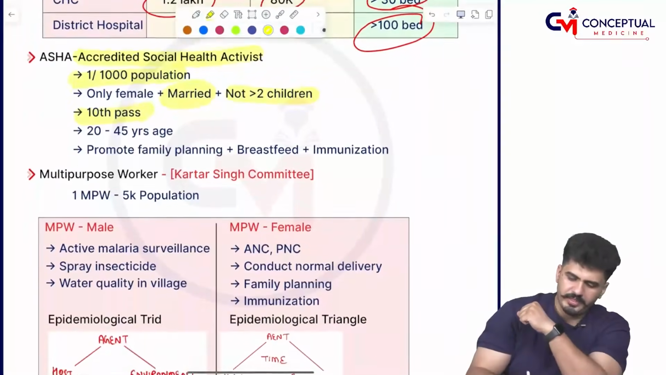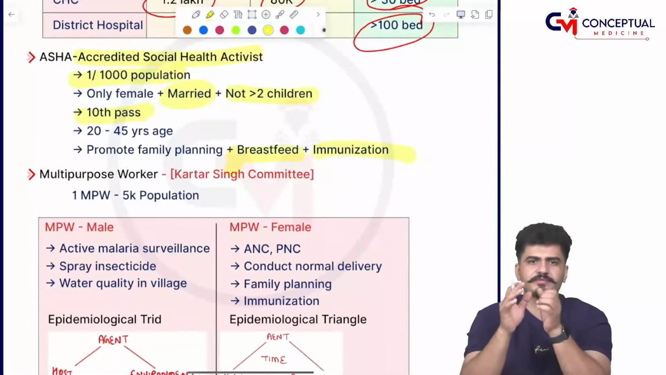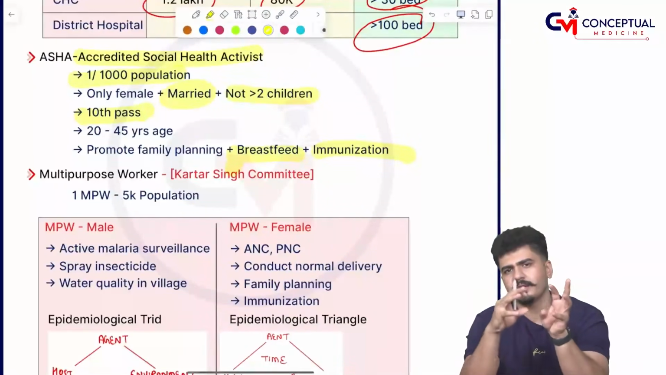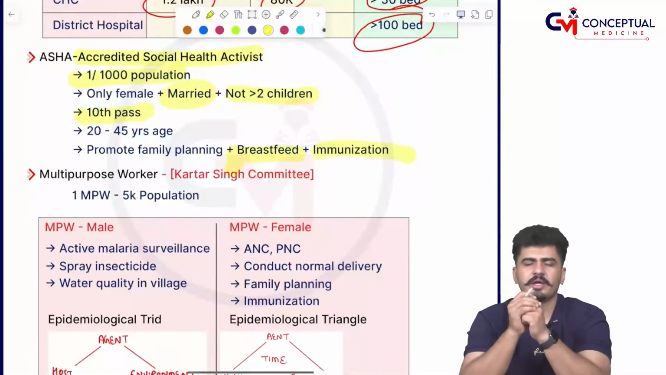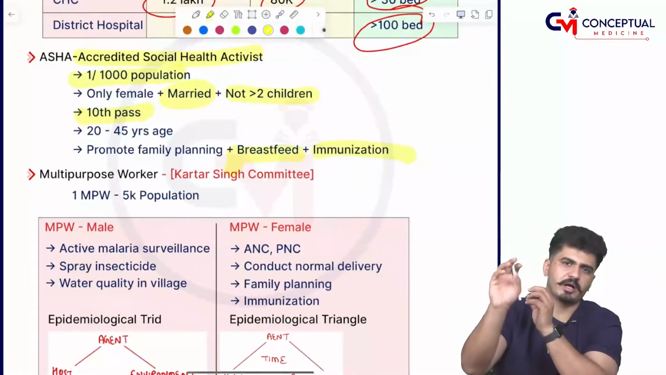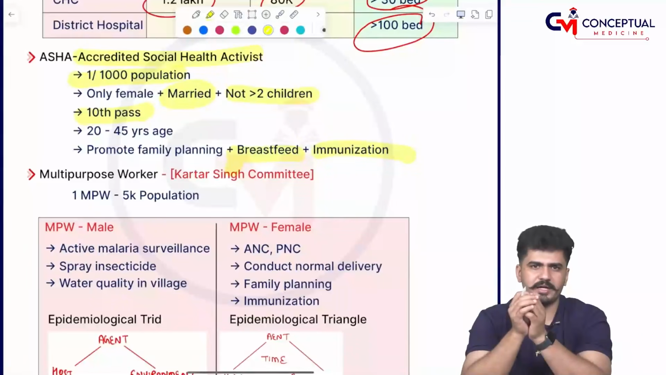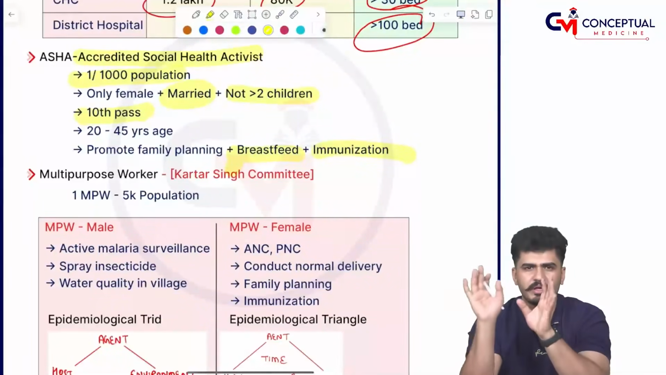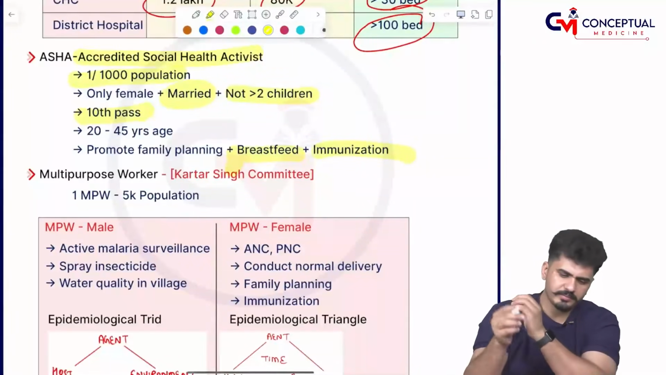Now, promoting family planning, breastfeeding, and immunization is the work of an ASHA. She'll be involved in all these kinds of programs, doing house-to-house visits, promoting awareness programs, and also giving some drugs if needed to the required people.